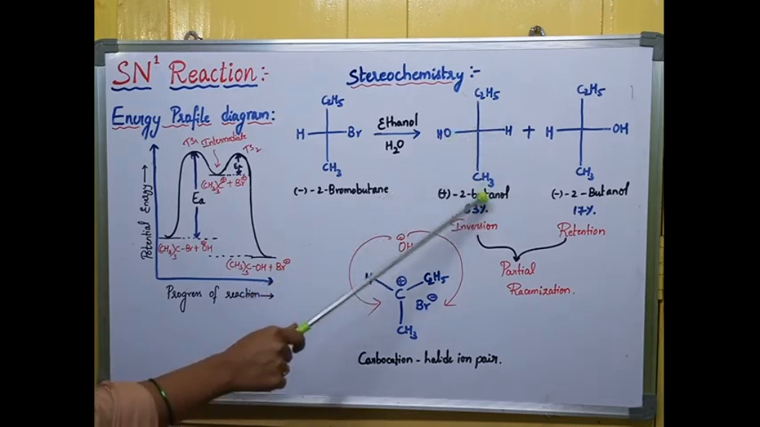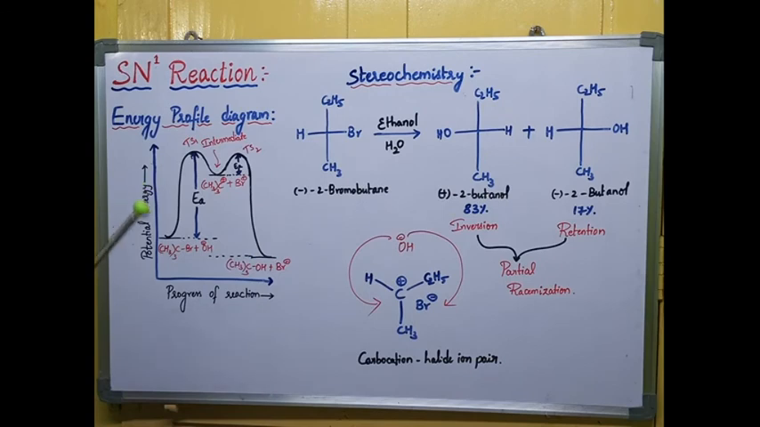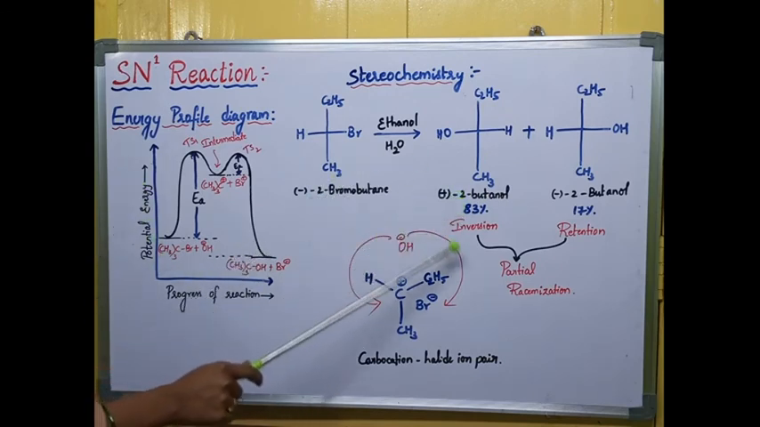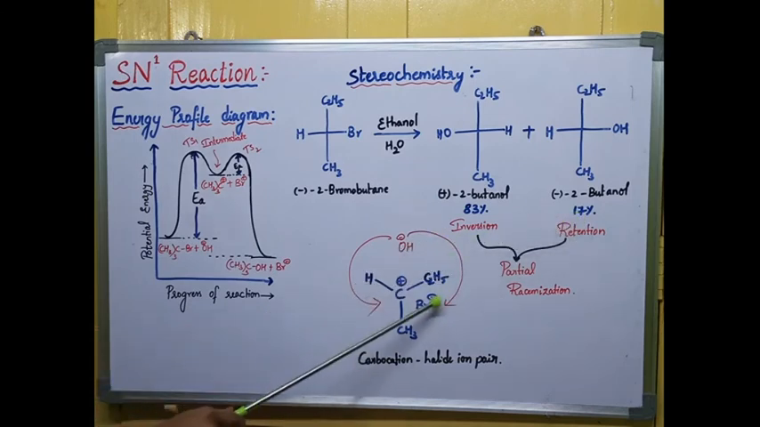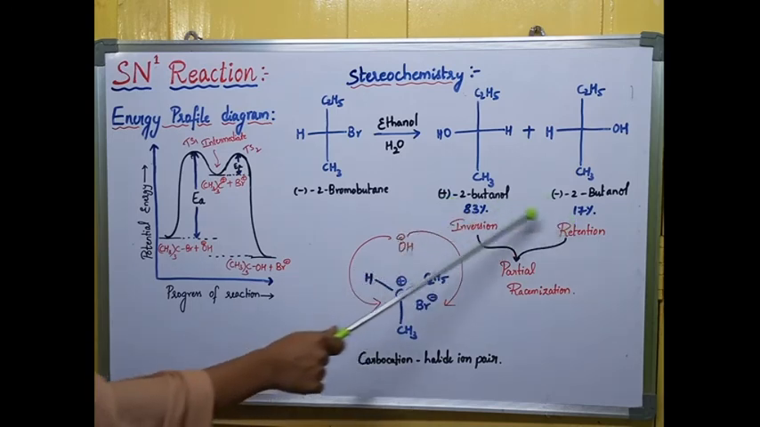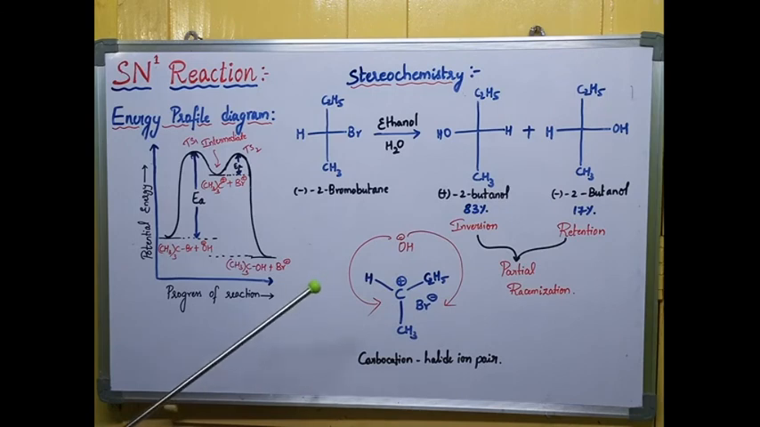So you are getting 83% inverted product. You can see a higher concentration of inverted product is forming. But the retention product is less because of the Br minus hindrance. We are getting a smaller amount of retention product. So here inversion dominates retention. Okay, so that is mainly about partial racemization, and this is the stereochemistry of SN1 reaction.